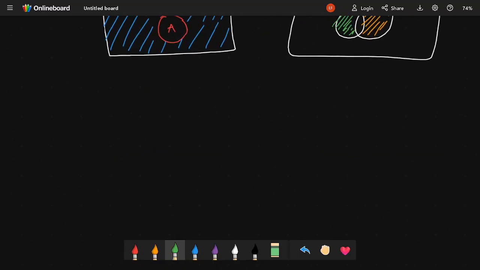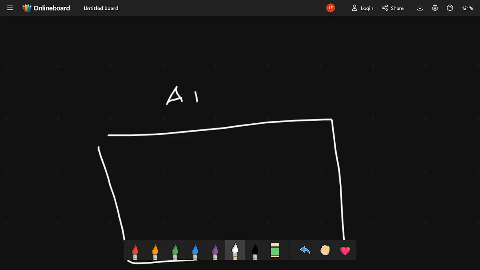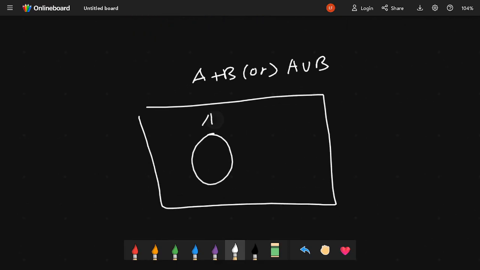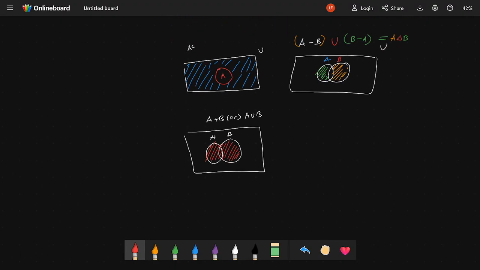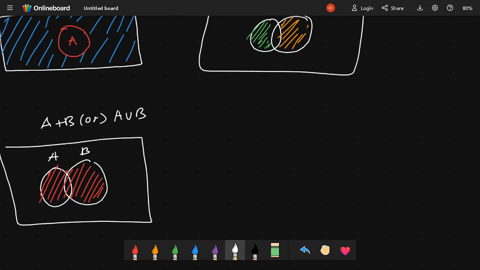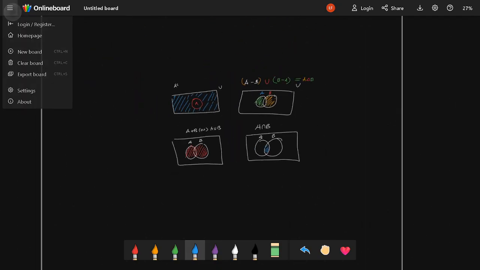There are two ways to represent a union. That would be A plus B or A union B. It doesn't matter which one you do because they are the same thing. So if we have A set and we have B set, A plus B or A union B would be the combined part of both sets. And we take everything only once. We don't repeat anything in sets. And A intersection B would be the common part of both sets. Let's say this is set A, set B. So this part right here would be A intersection B.